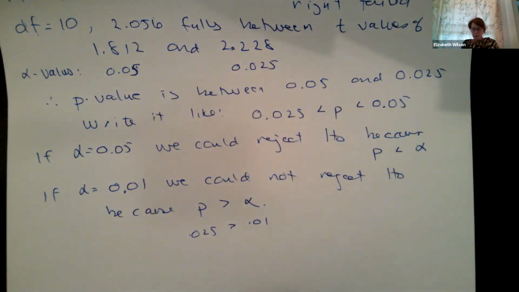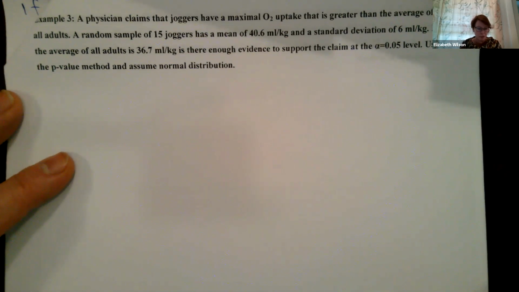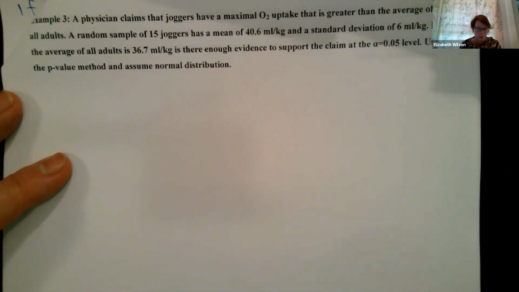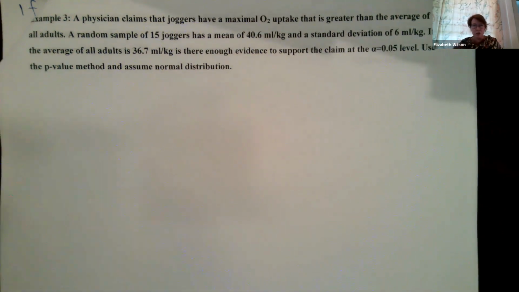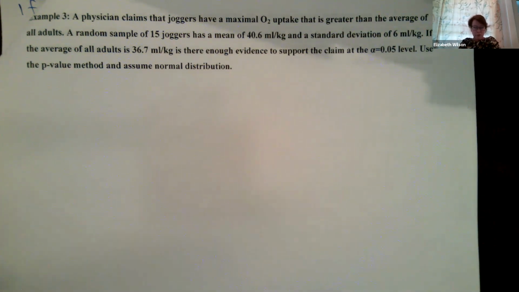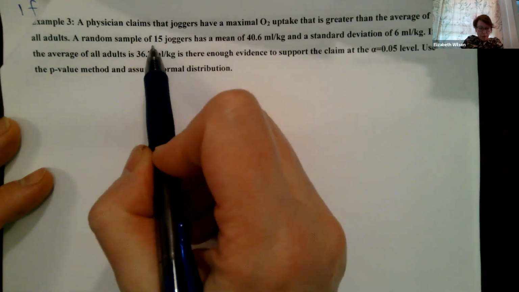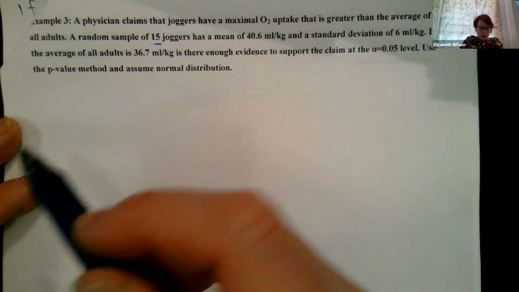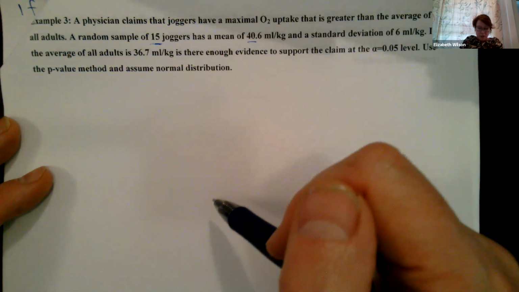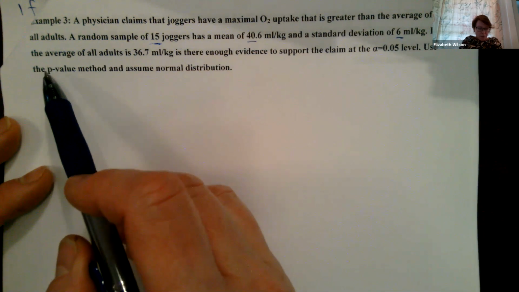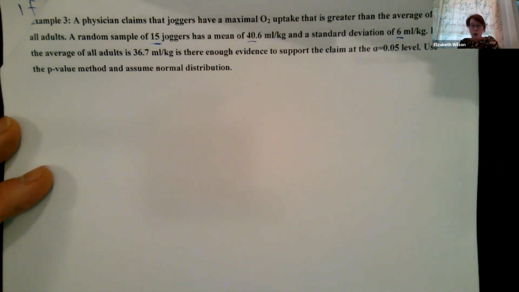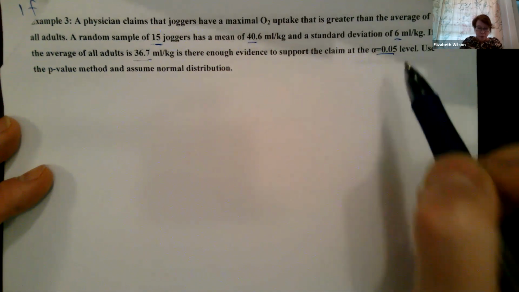Let's try example 3. In example 3, we're going to use the p-value method. It says a physician claims that joggers have a maximal oxygen uptake that's greater than the average of all adults. Stands to reason they're respiring a lot more because they're doing heavy aerobic activity. So they do a random sample, n equals 15 joggers, and they found that the sample mean is 40.6 and a sample standard deviation of 6, in milliliters per kilogram. If the average of all adults, this is our population mean, is 36.7, is there enough evidence to support the claim at the alpha 0.05 level?